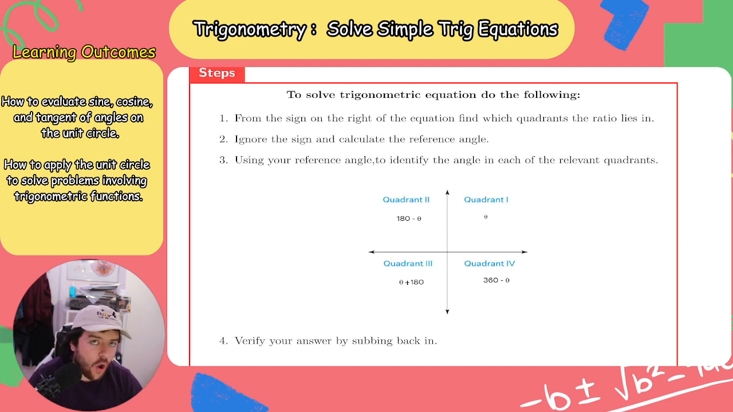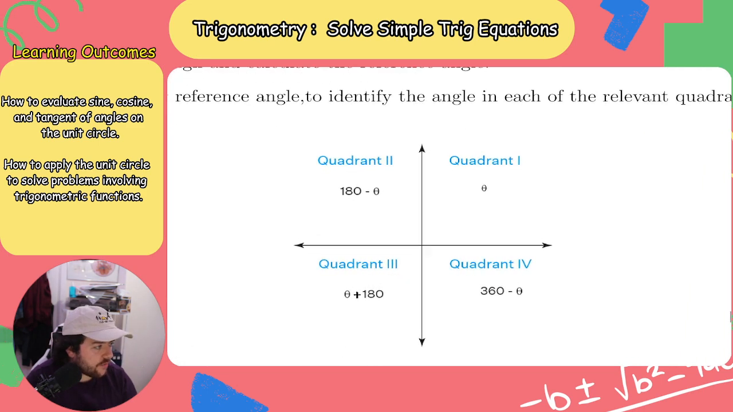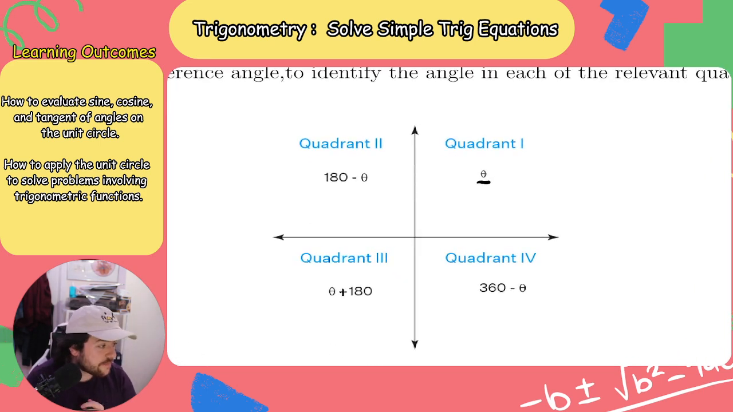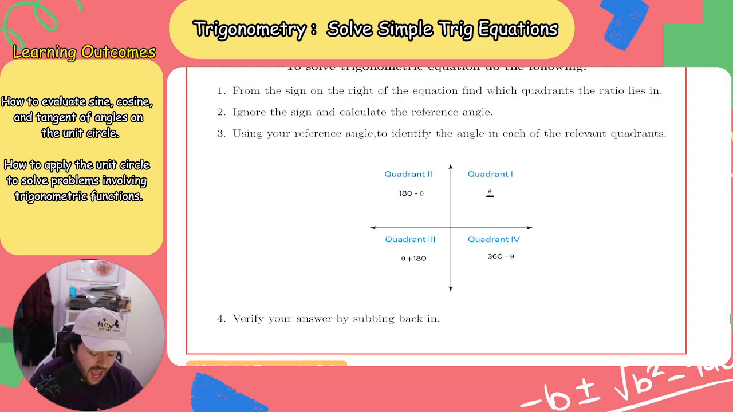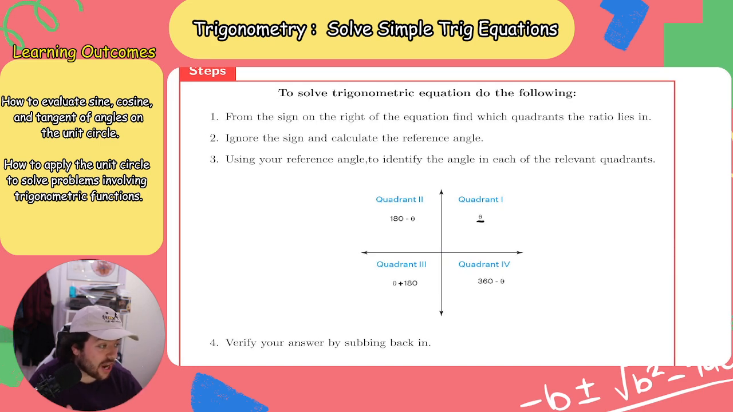Finally, when we have our reference angle, we use our information from part one, what quadrant our ratio lies in, and fill it into our little formula. If our trig ratio lies in the first quadrant, theta is equal to the reference angle. If it lies in the second quadrant, we do 180 minus the reference angle. If in the third quadrant, it's the reference angle plus 180. And if it's in the fourth quadrant, it's 360 minus the reference angle. Then we verify our answer in the end.